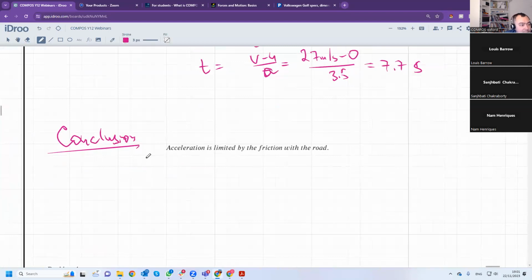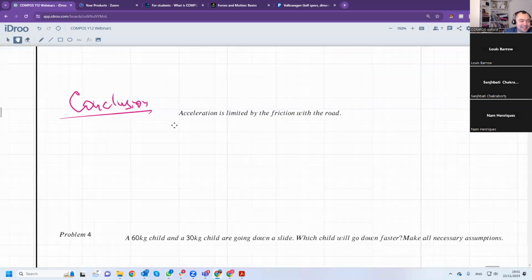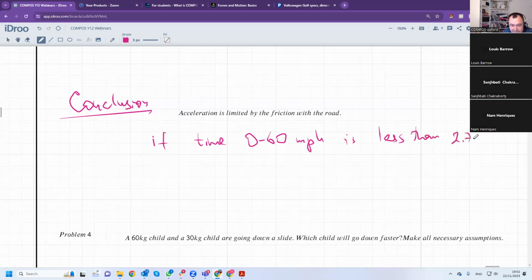So when you see somebody saying that the car accelerates from 0 to 60 in less than 2.7 seconds, for example, that means it accelerates faster than free fall. If the time from 0 to 60 miles per hour is less than 2.7 seconds, that means you accelerate faster than free fall.